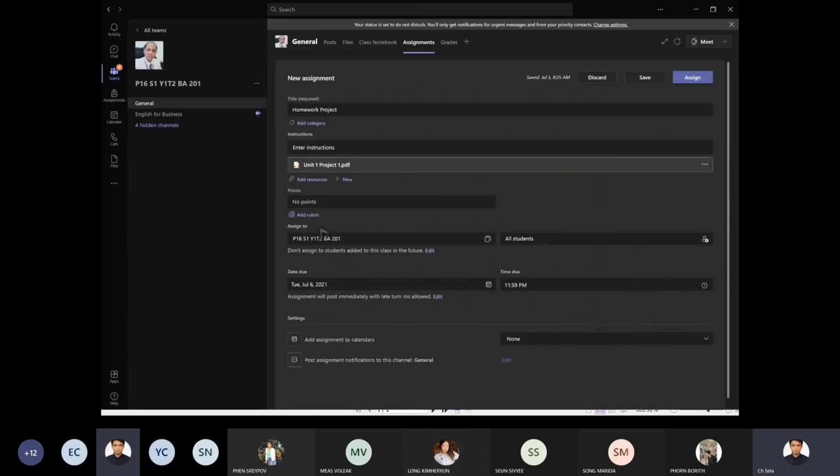And then you can see here, and then I add points. This is 20. And this is the room. Your room is 201, so I assign this to your room, to all students. And this is when you have to submit it to me. So I would change the due date.